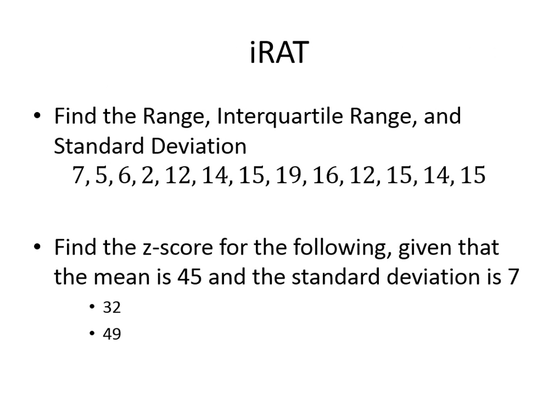Your IRAT. First one, find your range, interquartile range, and your standard deviation of that data set. Use your calculator. It makes life easy. The next one, find the z-score for the following. The mean is 45 and the standard deviation is 7. So find the z-score for 32 and 49. 32 is going to be negative because it's less than the mean. And that is your IRAT for standard deviation.